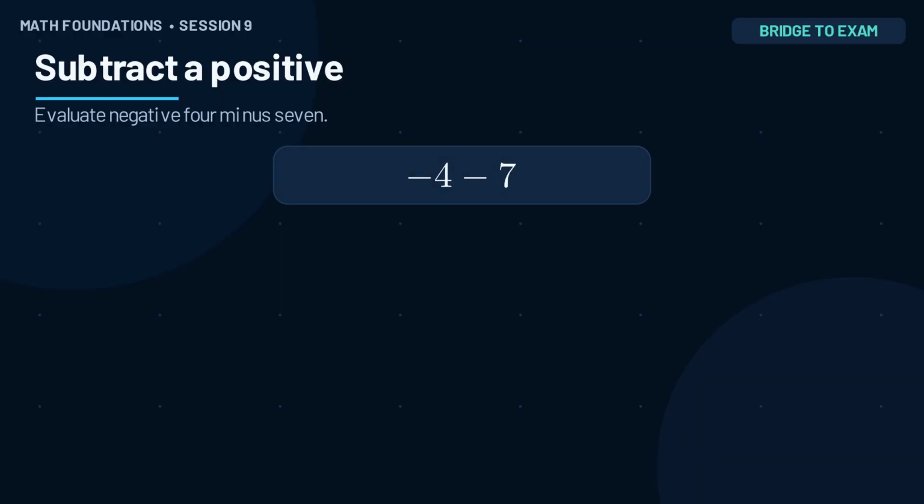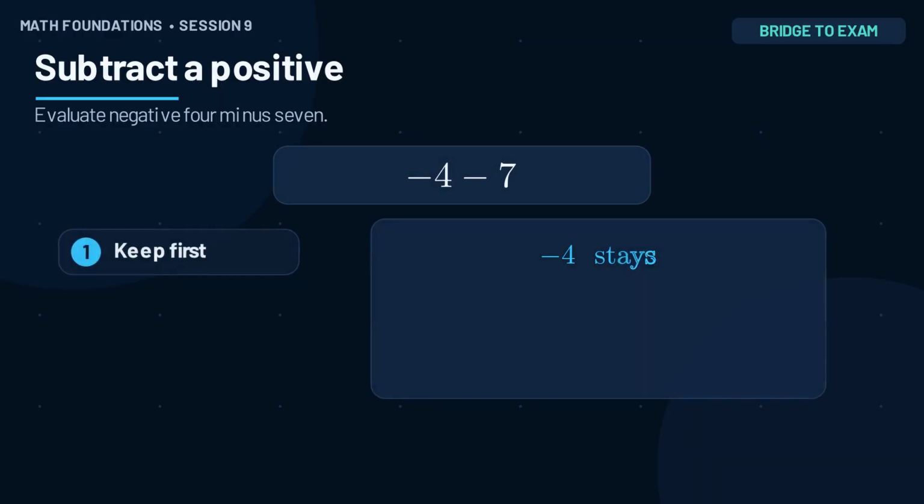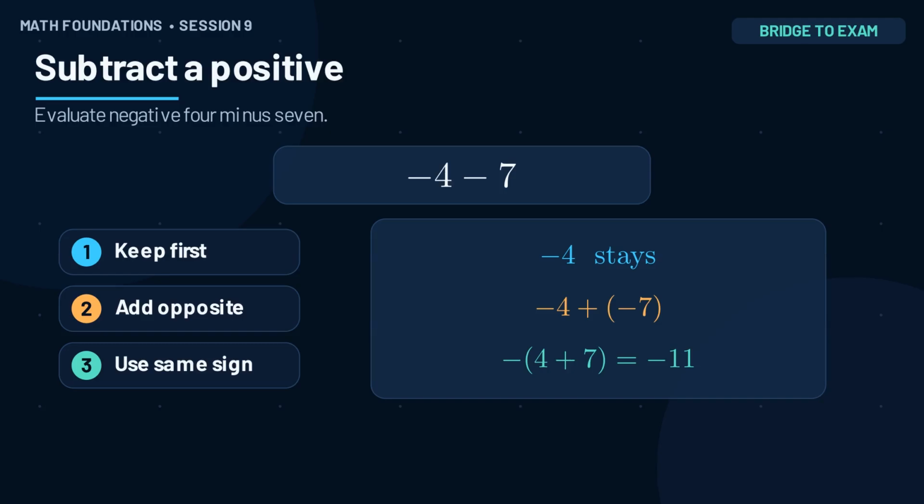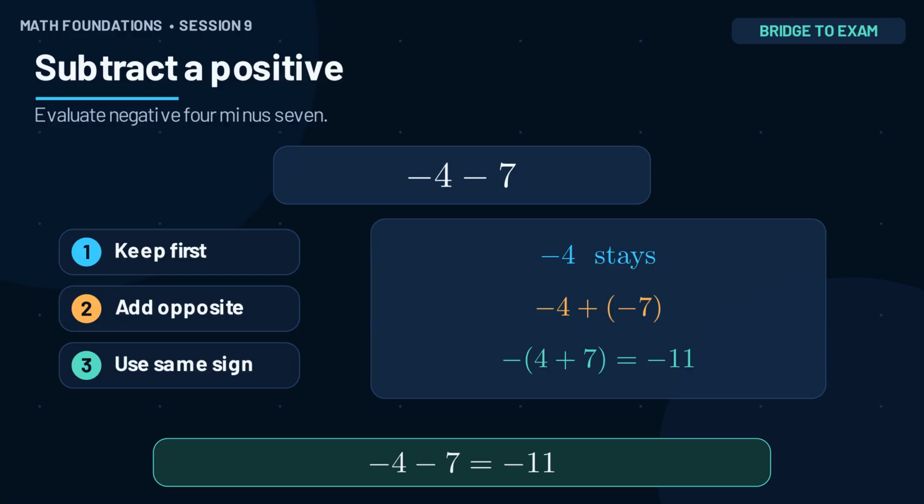Evaluate negative 4 minus 7. Step 1. Keep negative 4. Step 2. Change subtraction to addition and replace positive 7 with negative 7. The expression becomes negative 4 plus negative 7. Step 3. The addends now have the same negative sign, so add magnitudes. 4 plus 7 equals 11, and keep negative. The answer is negative 11.